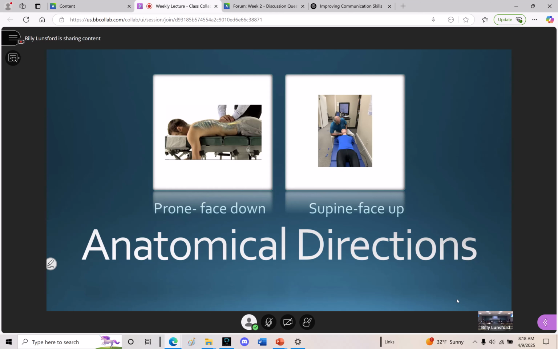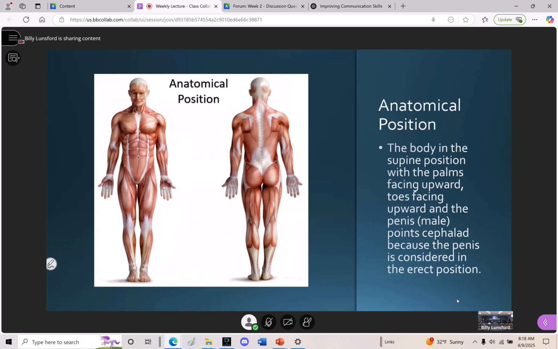Pronation is face down, supine is face up, anatomical position. This is a weird question that sometimes will show up on your NBCE test. You're never going to forget it after today. It's weird. In the anatomical position, the body's like this. Okay? For the male, the anatomical position of the penis is considered cephalad, or it's considered the correct position. So sometimes you'll get a national board question which will ask you specifically in the anatomical position.